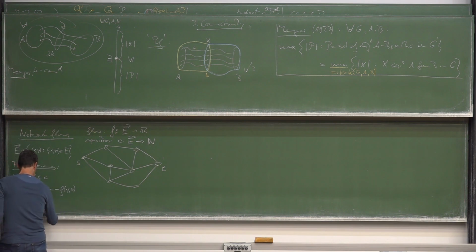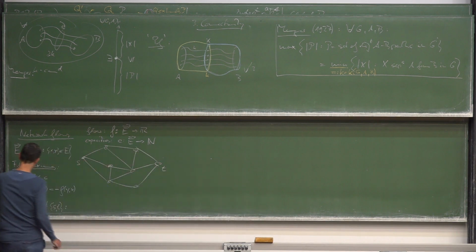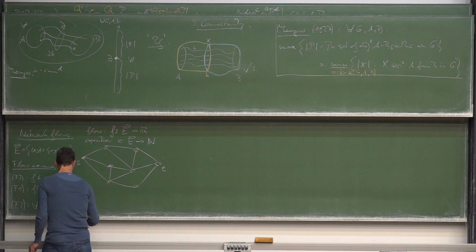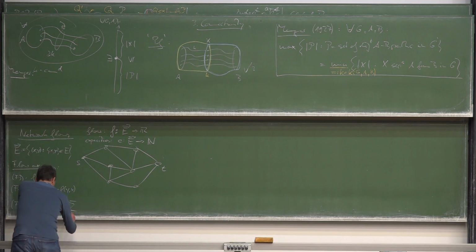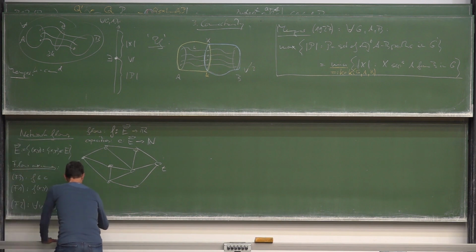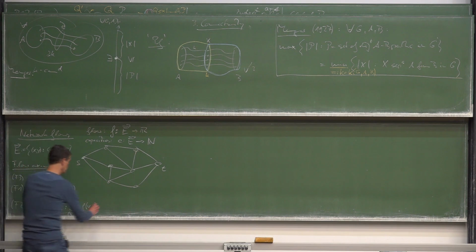So for every V not in S and T, we want that the same amount of flow goes in as goes out. And by our convention here of F1, there's a very easy way to phrase that. And that is simply that for all edges VW, the sum of the flow values from V to the W, over all the neighbors W, is 0.